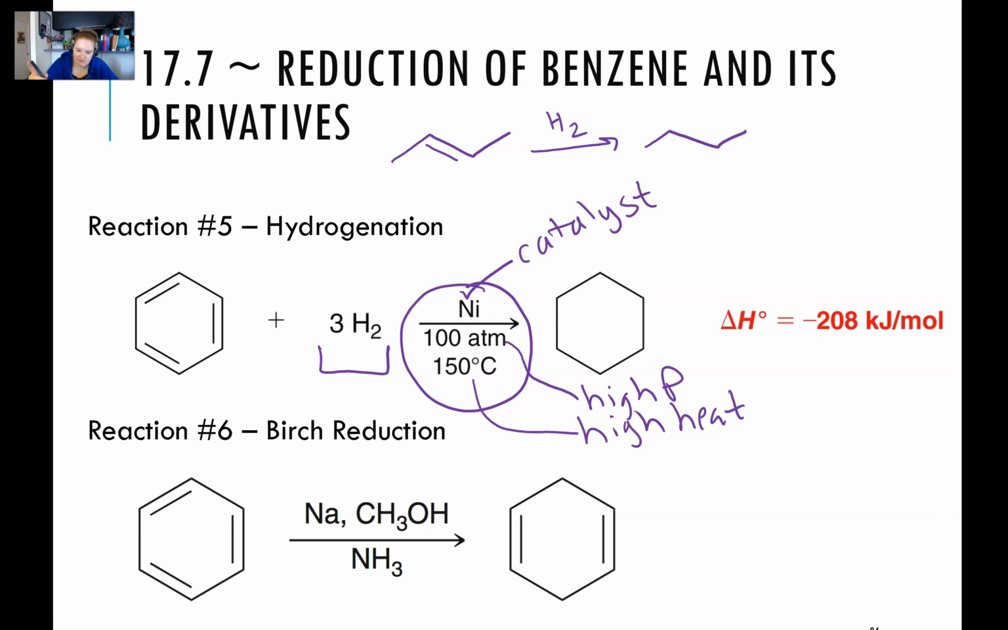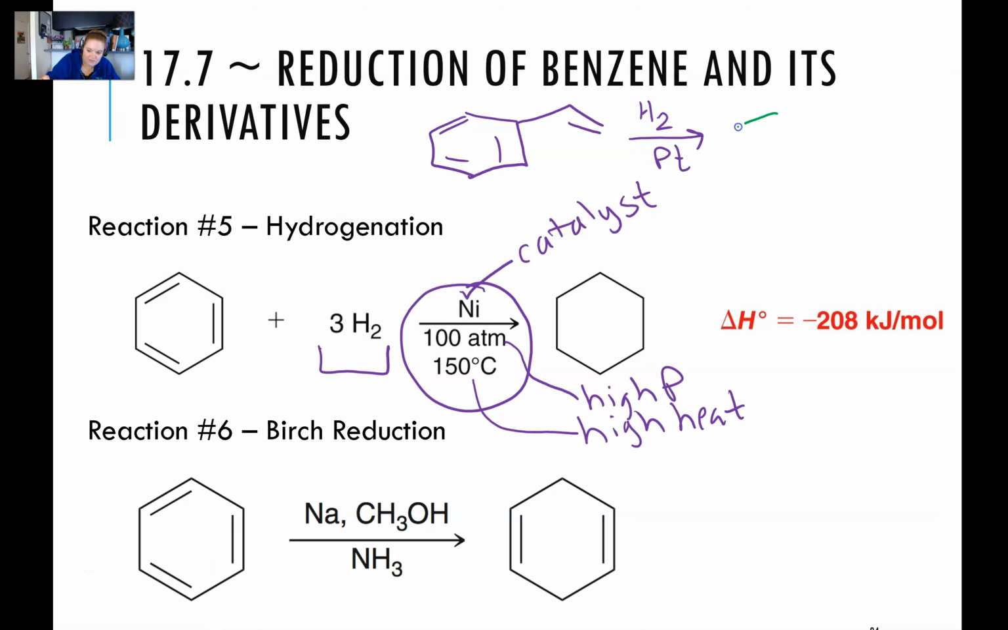What if we did a reaction just like this? So hydrogen and some platinum catalyst. If we try to do a reaction like that, the only thing that's going to react is that extra alkene. So we do need to have those extra conditions, the high pressure and high temperature, in order to get it to reduce all the way down to that cyclohexane.